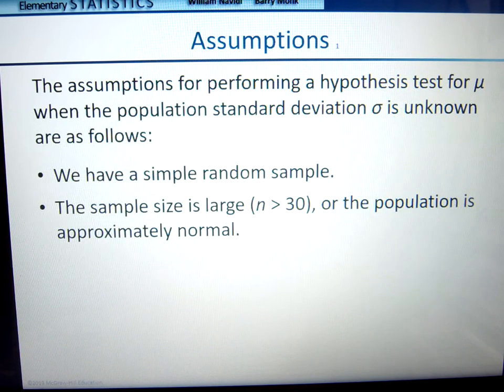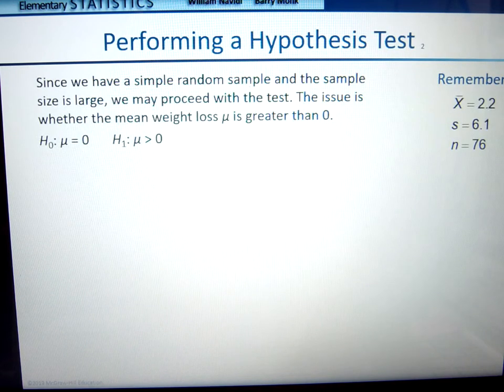Assumptions: we have to have a simple random sample, and the sample is large or the population is approximately normal. Since we have a simple random sample and the sample size is large, we can continue with the test. The issue is whether or not the mean loss, mu, is greater than 0. So our null hypothesis is that it's equal to 0, and our alternate is that it is greater than 0.